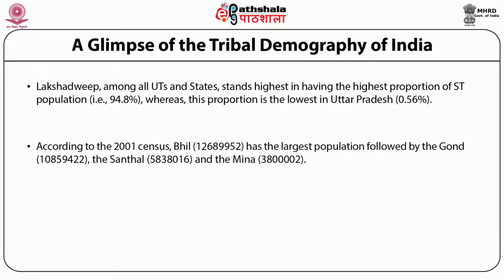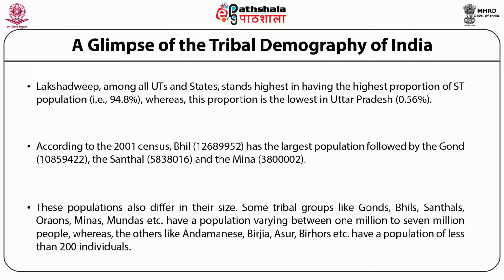According to the Census 2001, the total population of the Bhil tribe was 1 crore 26 lakh 89,952, having the largest population, followed by Gond, Santhal and Meena. These populations also differ in their size.